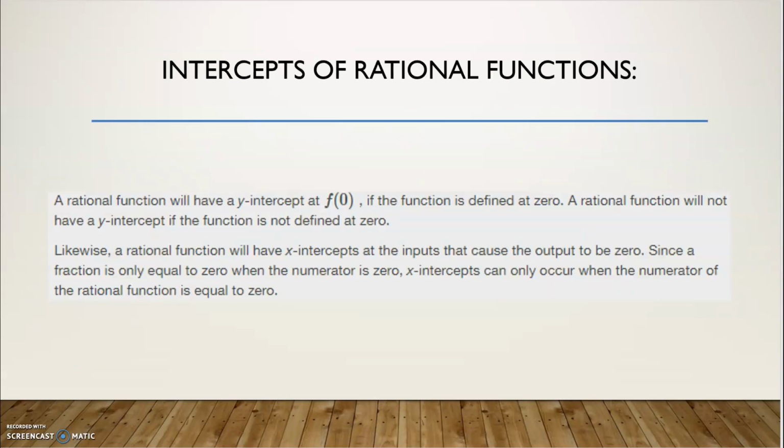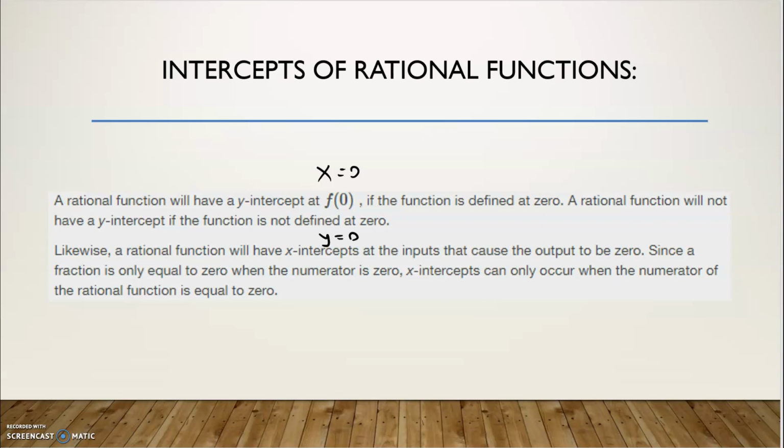Now let's look at the intercepts of rational functions. So a rational function will have a y-intercept at f of 0. So basically that's saying that you're plugging in x equals 0, if the function is defined at 0. A rational function will not have a y-intercept if the function is not defined at 0. Likewise, a rational function will have x-intercepts at the inputs that cause the outputs to be 0. So basically we're going to plug in y equals 0 here.